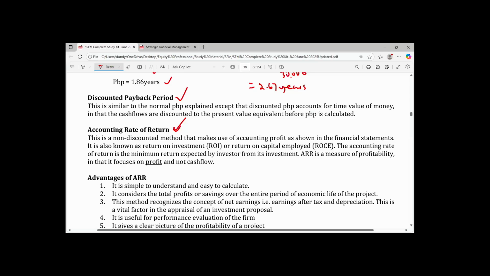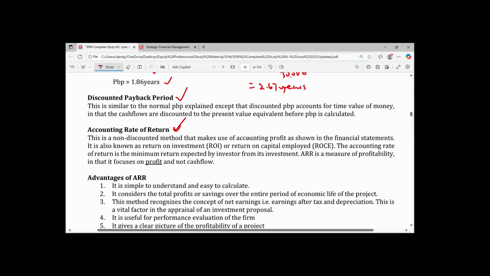Once you see in a question that you are asked to calculate accounting rate of return, you must check from the question whether you are given accounting profit or cash flow. Because in most cases, the examiner will give you cash flow, and you don't use cash flow to calculate accounting rate of return. It has to be accounting profit or loss.